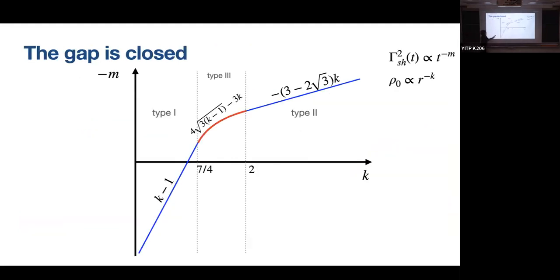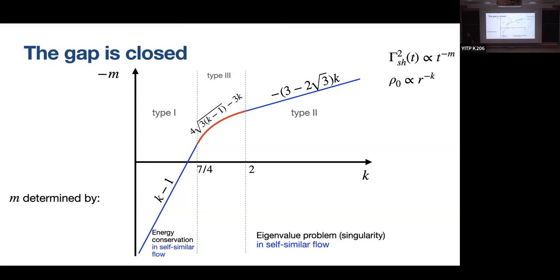So now the gap is closed. We no longer have this gap, but we have this connecting solution between first type and second type self-similarity. And just to summarize why this is so different. In first type self-similarity, the similarity exponent is determined by the requirement for energy conservation within the self-similar flow. And in second type self-similarity, we solve an eigenvalue problem. So we eliminated the singularity that existed within the self-similar flow.